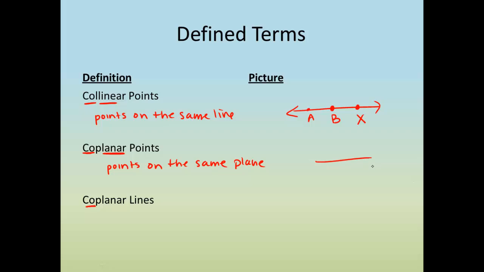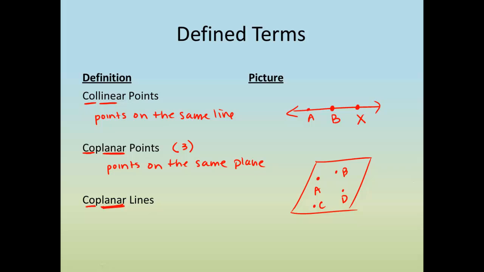So we're going to draw a plane, and we're going to put some points on there. And I could say in any arrangement that A, B, and C are on the same plane. They're coplanar. That A, D, and C are coplanar. And when we do this, we name coplanar points, we will name 3 points. Okay?